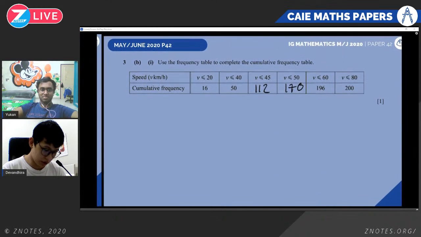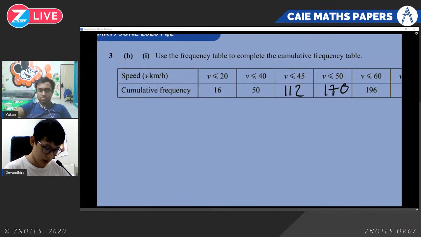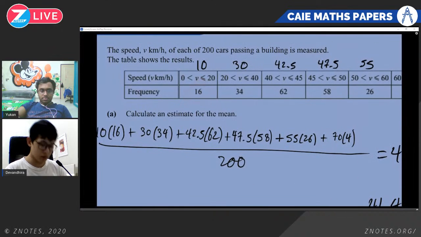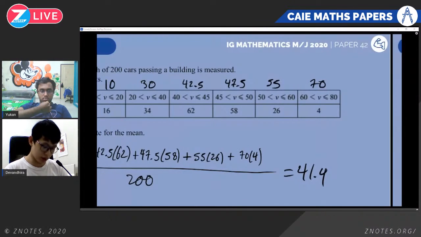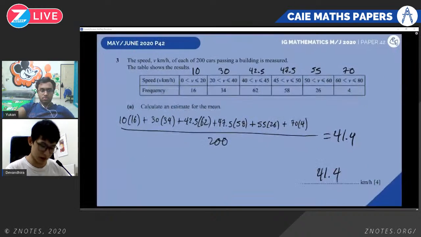So it says use the frequency table to complete the cumulative frequency table. All right. So we're trying to make a cumulative frequency table, which is different from a frequency table. So cumulative right here means that it accumulates or adds up, correct? It keeps adding up from the previous values. So in this case, for the speed less than 20, there are 16 cars, right? Which is correct right here. But for the speed less than 40, there are 50 cars. Why? Because we have 16 plus 34.